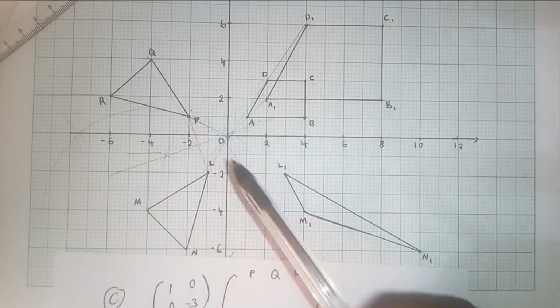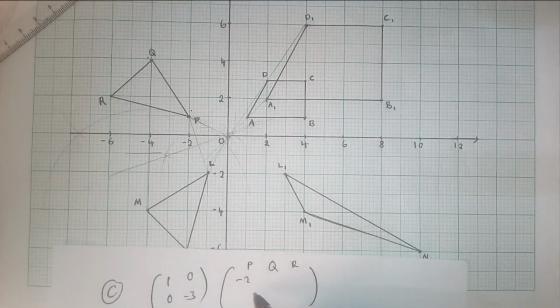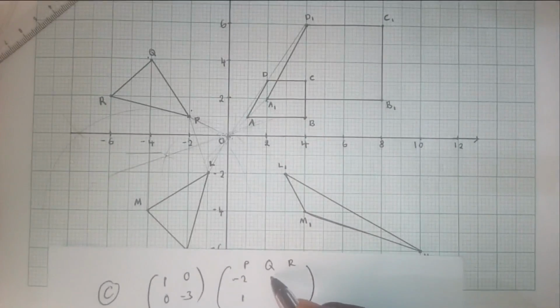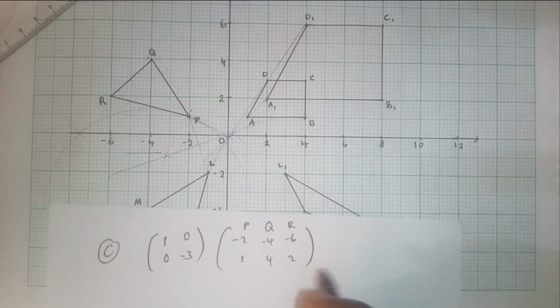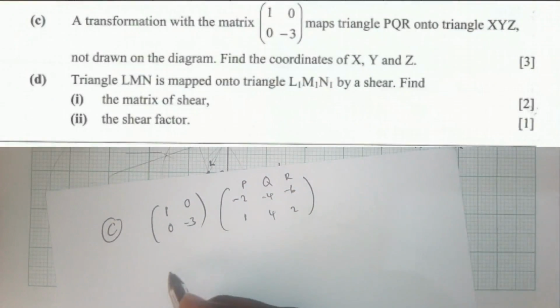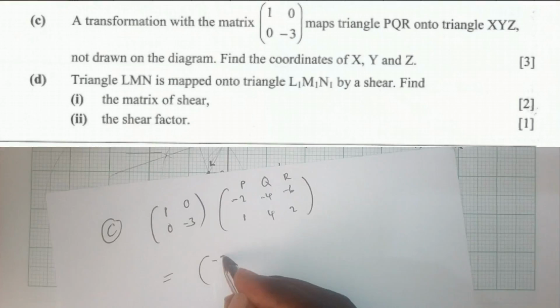So P is negative 2, 1. Q is negative 4, 4. R is negative 6, 2. And then we multiply them. So when we multiply them, they are going to give us this answer. This is the answer we get.